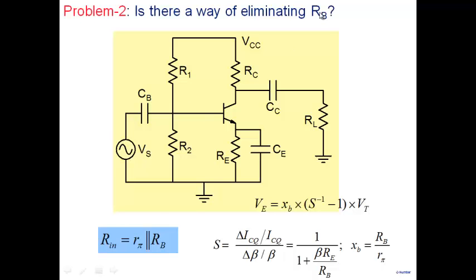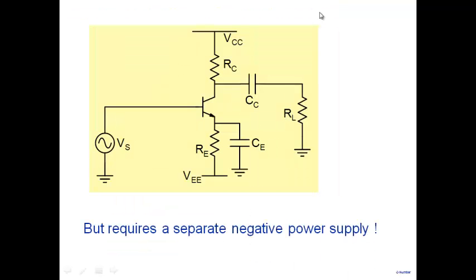So is there a way of eliminating RB? The answer is yes. We can go to a solution like this where I have no RB. But we have a negative power supply. So we can eliminate RB, and now note that nothing comes in parallel with input resistance here. Input resistance, when I look from here, is R pi. And I have no RB which is coming in parallel with this. But I have to use a negative power supply here.